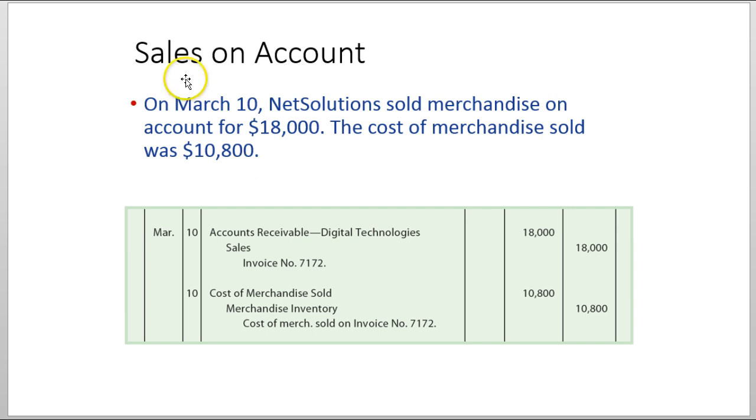Here's a sale on account, and instead of receiving cash for this, you're going to put it in accounts receivable for Digital Technologies. And we've got the invoice number here. So it's $18,000 and $18,000. The merchandise cost us $10,800, and we're going to take that amount out of the inventory. And it even tags it to what invoice it goes to.